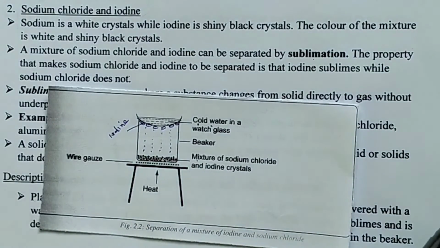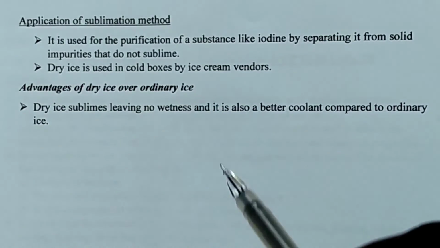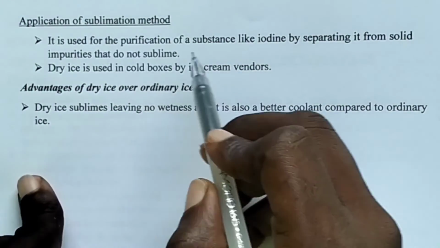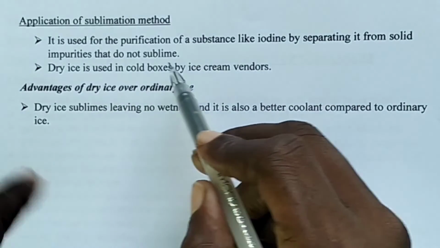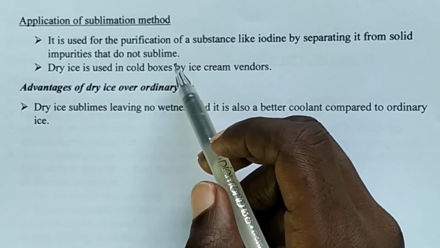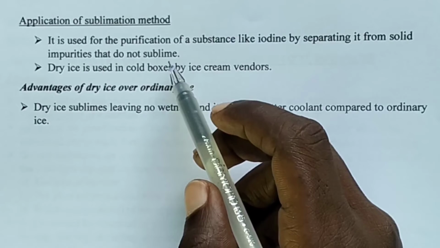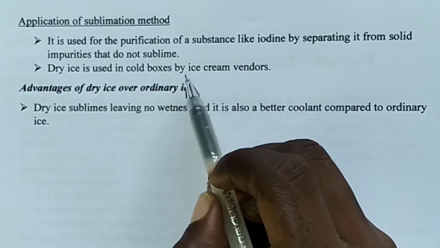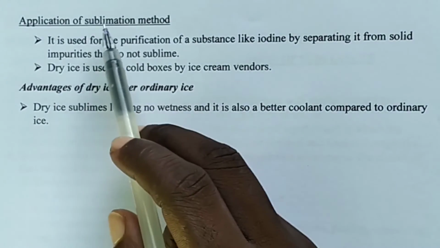Lastly, let's see the application of the sublimation method. One, it is used for purification of substances like iodine by separating it from solid impurities that do not sublime. For example, if you have a mixture of iodine and maybe sodium chloride, and we want pure iodine, we can just do the sublimation method. Number 2, dry ice is used in cool boxes by ice cream vendors. Those are the applications of the sublimation method.